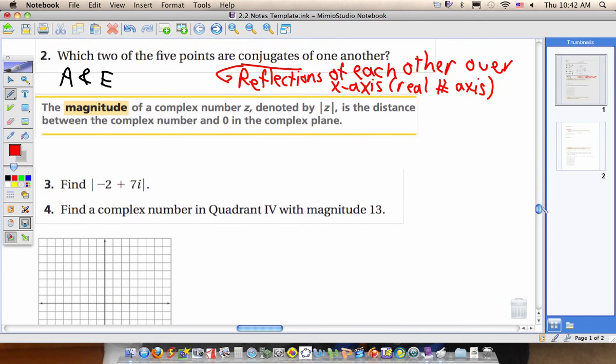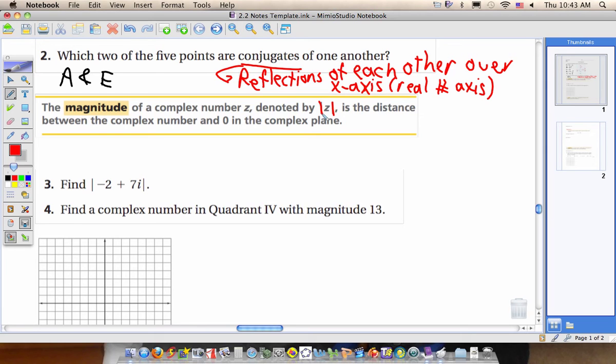Magnitude, you've done that before. This symbol here, around the z, what's that been called before? Absolute value, right? Absolute value measures the distance from 0 on a number line, extended to the complex plane, distance from 0, 0, or distance from the origin.